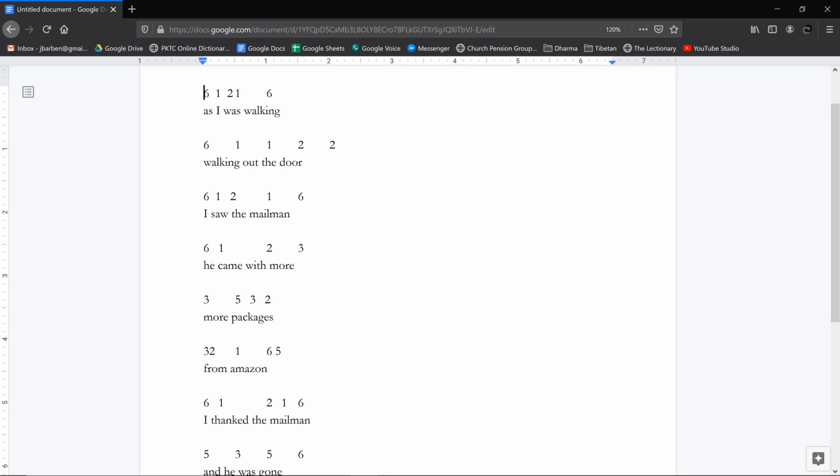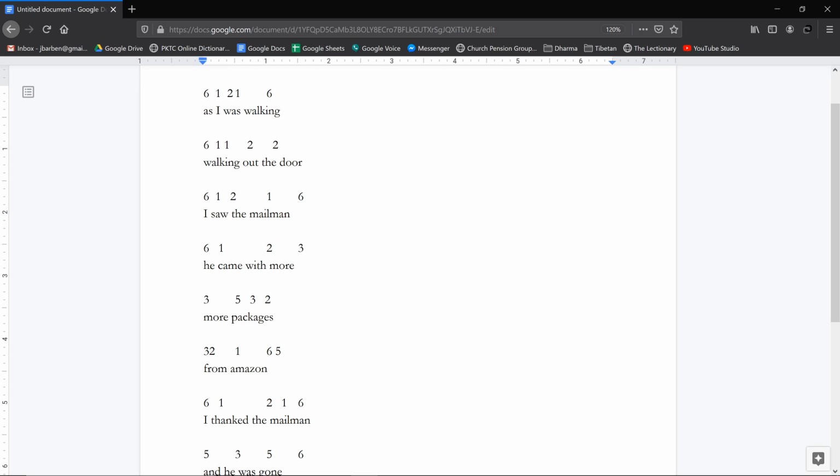So let me show you one other thing. I hope you can see my mouse cursor, but if you look at the words, as I was walking, and also I saw the mailman, and also I thanked the mailman, and you look at the numbers above them, which somehow got a little bit off here, they all have the same numbers. They all go 6, 1, 2, 1, 6. I guess this one doesn't. Yeah, 6, 1, 2, 1, 6. Musicians like to repeat things. It's really good to repeat things.